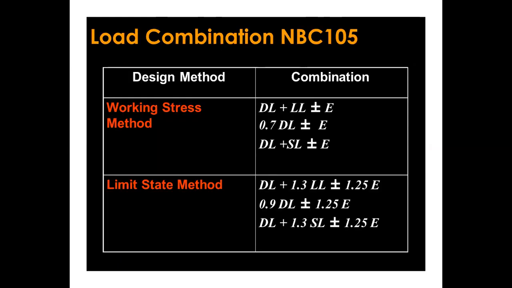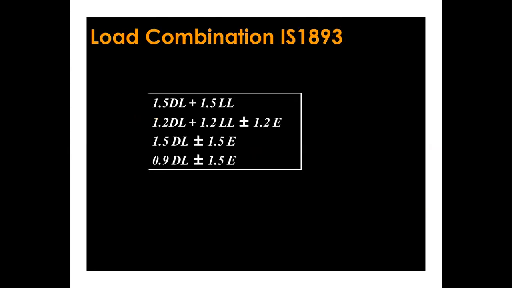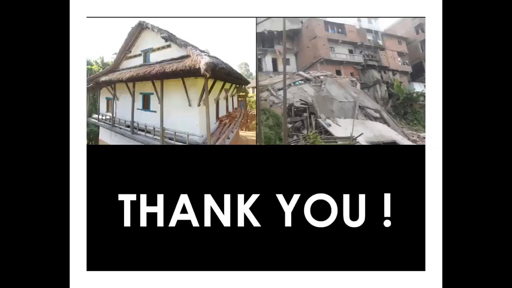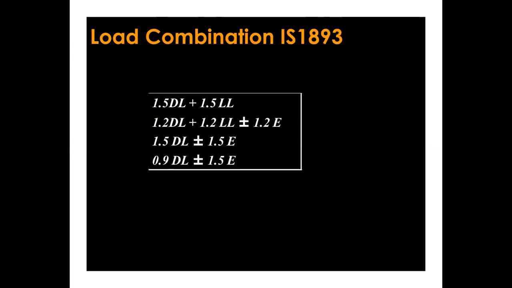Here the load combinations for NBC are given. Here we go for IS 1893. The load combinations are given for the working stress method and for the limit state method. 1.5 dead load plus 1.5 live load; 1.2 dead load plus 1.2 live load plus or minus 1.2 earthquake load. The third one is 1.5 dead load plus or minus 1.5 earthquake load, and the last is 0.9 dead load plus or minus 1.5 earthquake load. So these are all the load combinations given in IS 1893.